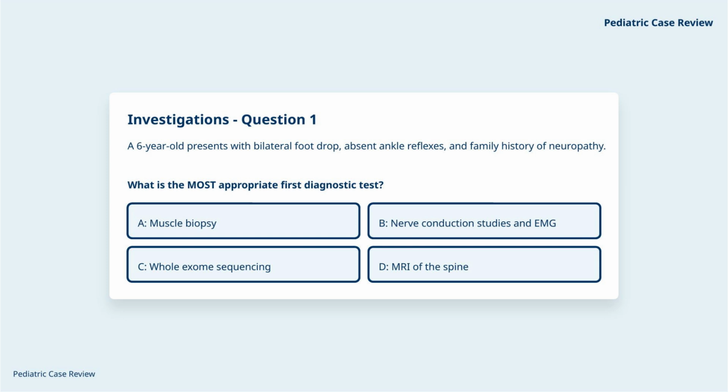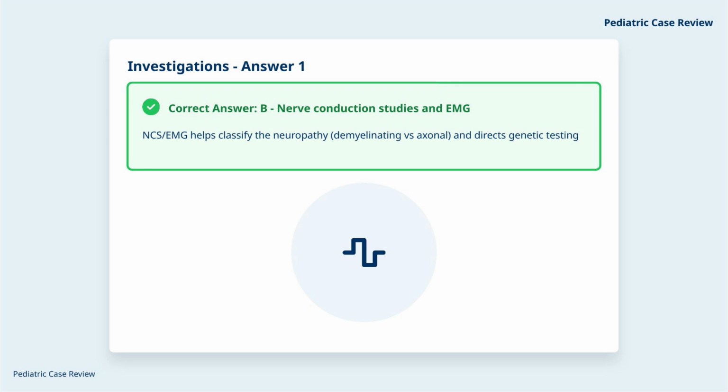A 6-year-old presents with bilateral foot drop, absent ankle reflexes, and family history of neuropathy. What is the most appropriate first diagnostic test? A. Muscle biopsy. B. Nerve conduction studies and EMG. C. Whole exome sequencing. D. MRI of the spine. The correct answer is B. Nerve conduction studies and EMG.